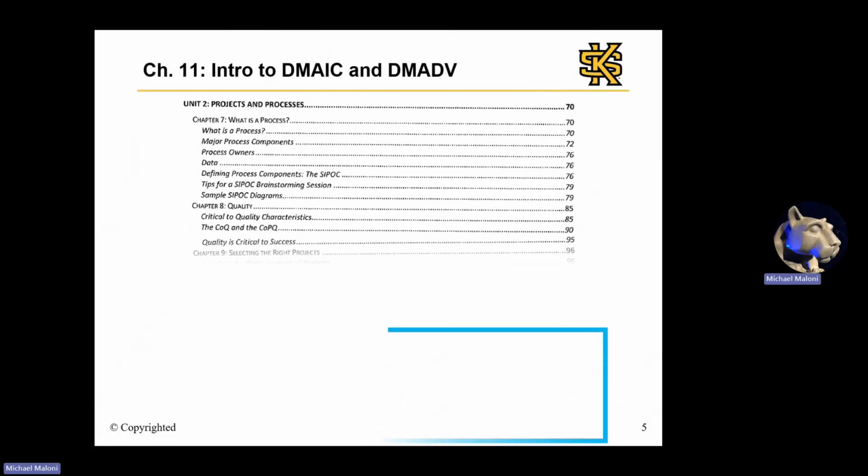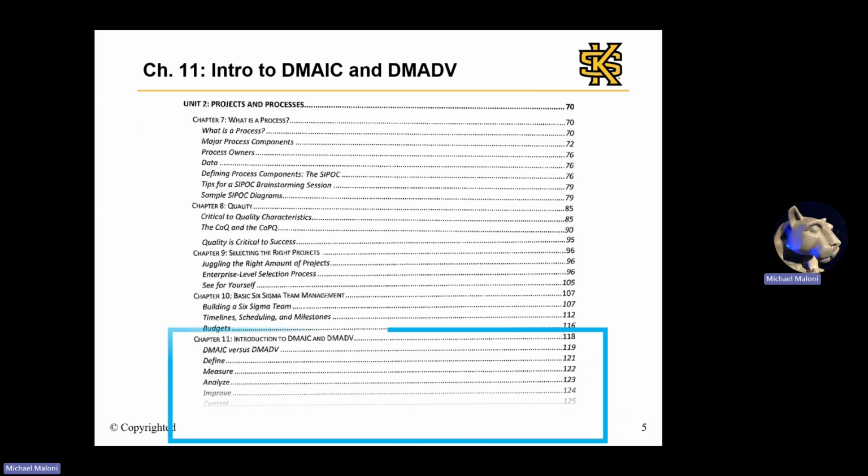This chapter presents details about the DMAIC methodology for improving processes. And it also presents the DMADV methodology used to build a brand new process.